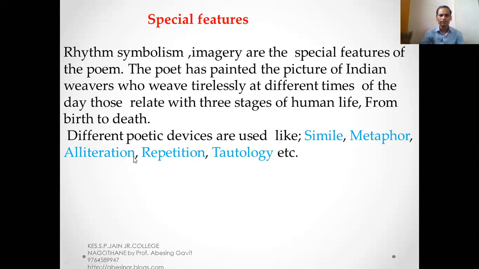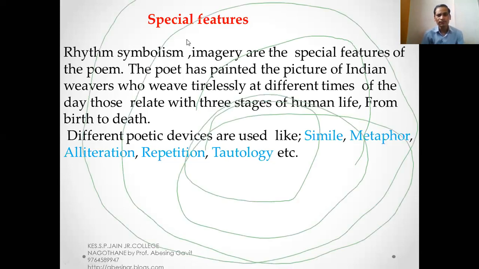And again, different poetic devices are used, like simile, metaphor, alliteration, repetition, tautology, and so on. These are the poetic devices used in the poem. So whenever you talk about the appreciation, special features are also used here. Poetic devices are also one of the very important things in the appreciation, and they belong to the special features of the poem.